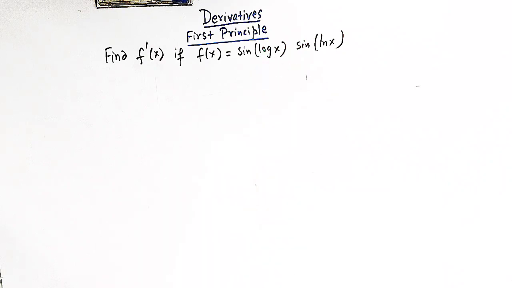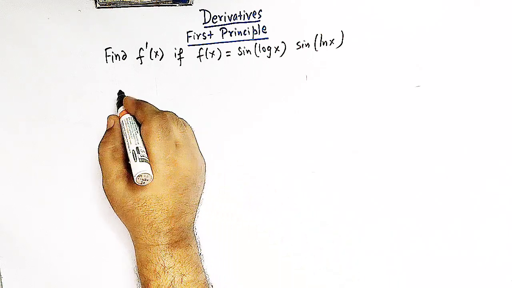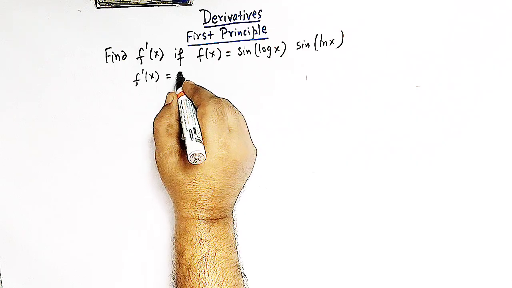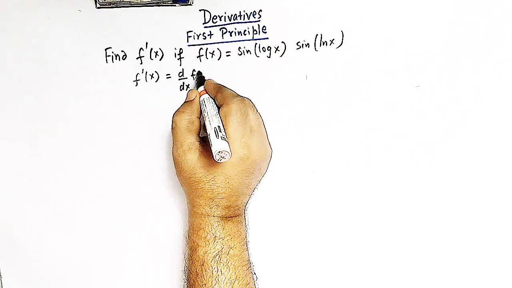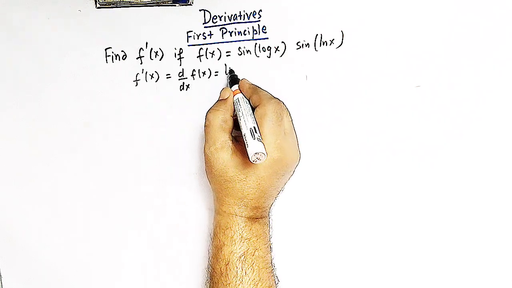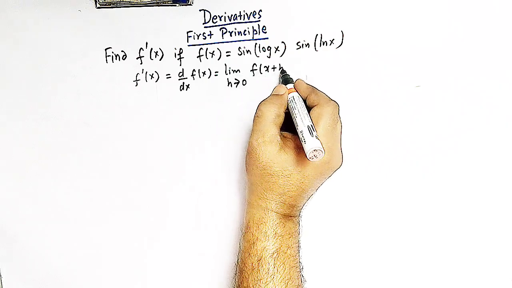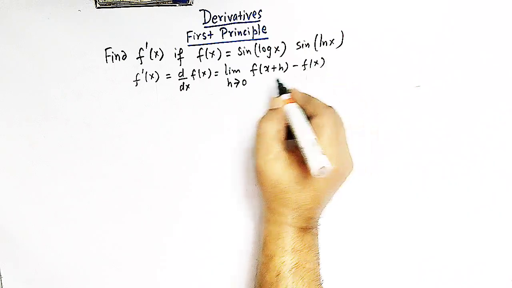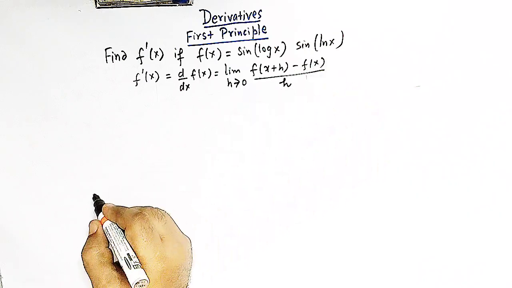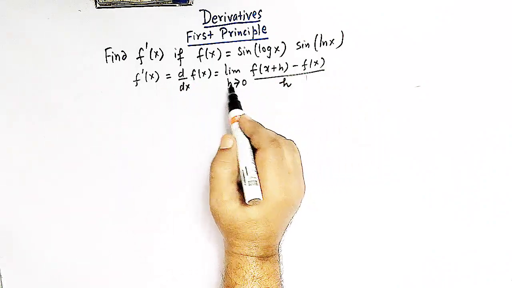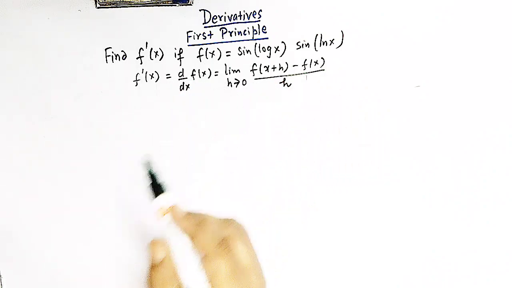So the definition of derivative is given by this limit, that is f prime of x, that is d by dx of f of x is given by the limit, that is limit h tends to 0 of f of x plus h minus f of x divided by h, right? So this definition of derivative in terms of limit is known as finding out the derivative using the first principle.